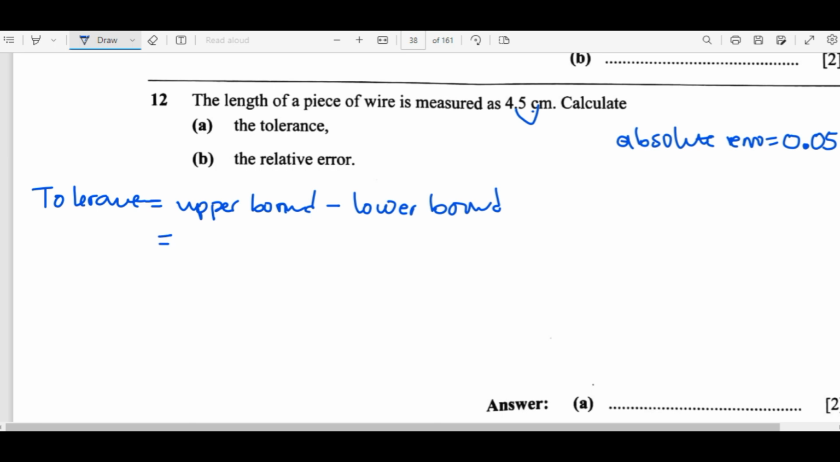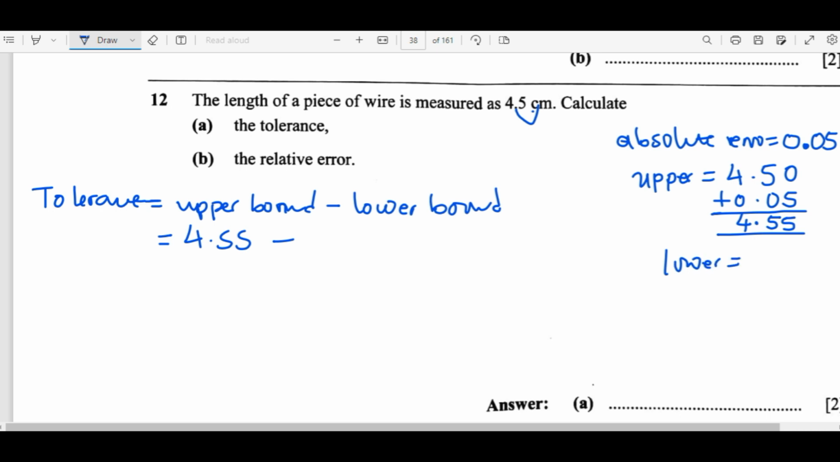So say we now move on to find the upper bound. The upper bound is found by adding the given true value plus the absolute error. As you are adding, make sure that the decimal places are in line. So 0 plus 5 is 5. Here we still have 5. So the upper bound is 4.55. Then the lower bound is found by subtracting, which is 4.50 minus 0.05.